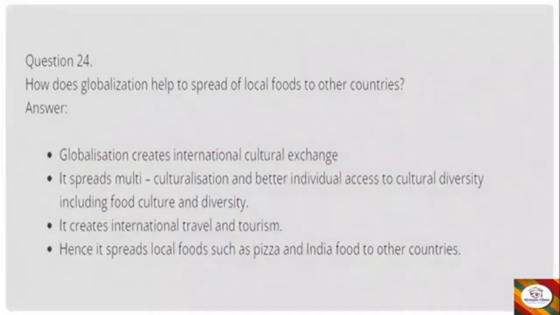Next, question 24. How does globalization help to spread local foods to other countries? Answer. Globalization creates international cultural exchange. It spreads multiculturalism and better individual access to cultural diversity, including food culture and diversity. It creates international travel and tourism. Hence, it spreads local foods such as pizza and Indian food to other countries. Okay, so this is how globalization helped to spread local foods to other countries.